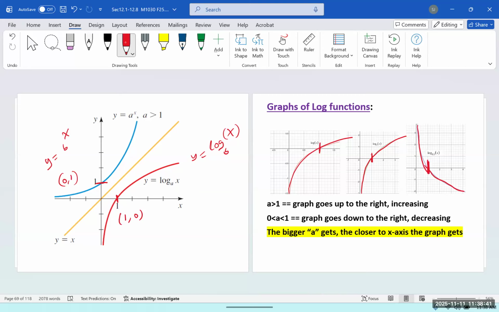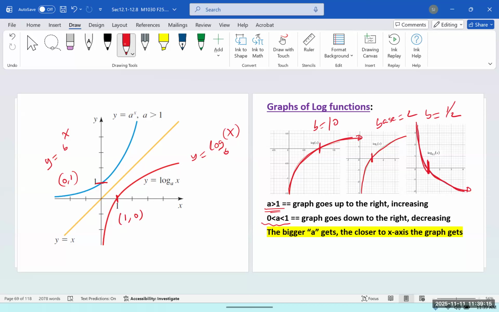If your base is bigger than 1, it is an increasing graph. It means you're moving up. But if your base is a fraction, it means it's a decreasing graph, means you're going down. So your base is, let's say, half here. Your base is 10 here, and your base is 2 here. Okay.